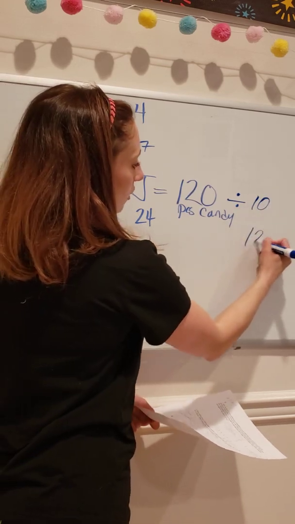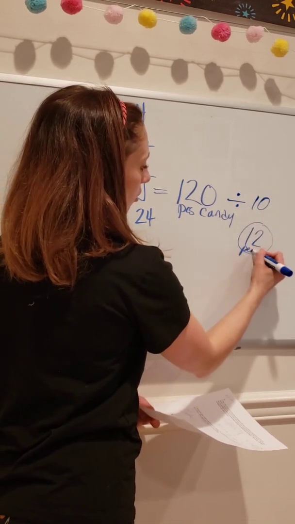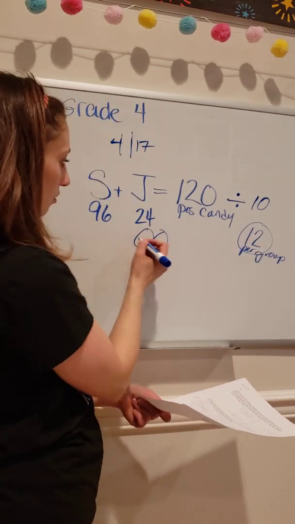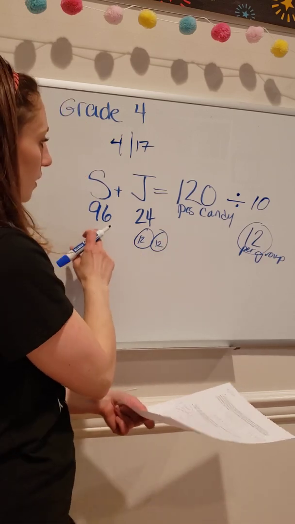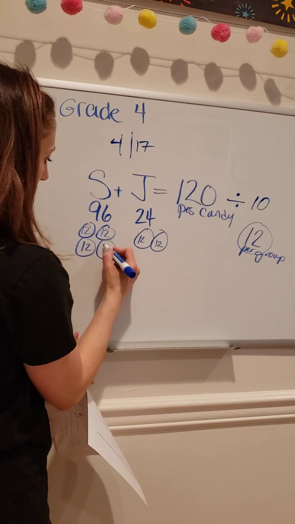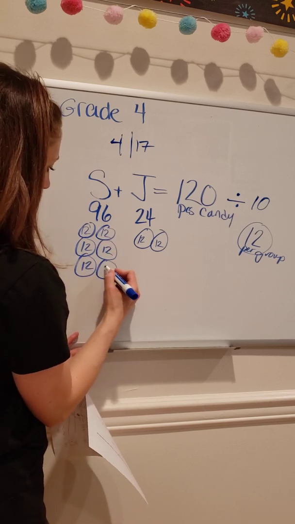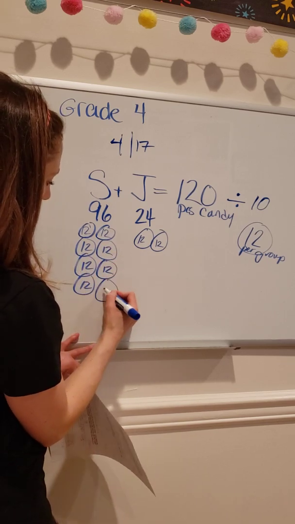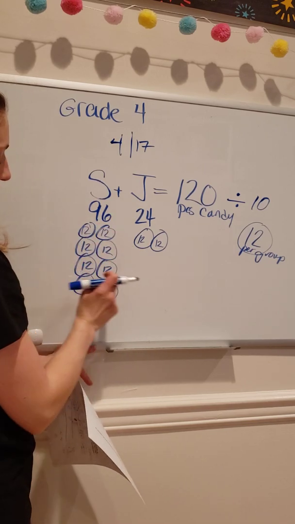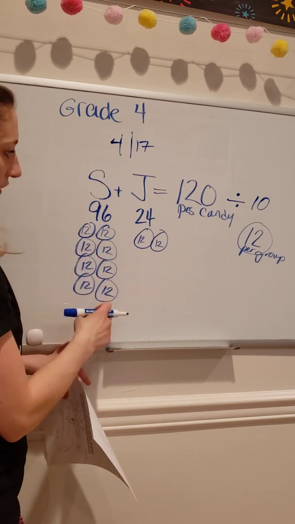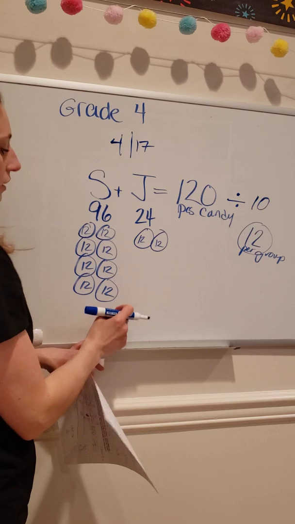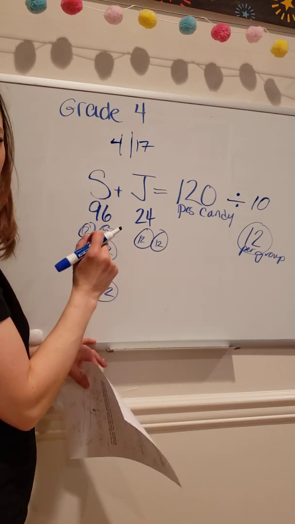And then it's going to be 12 pieces per group. Jenny's going to get 2 of those. And Stella's going to get the other 8. Because watch. So that's why she has 96. 10, 20, 30, 40, 50, 60, 70, 80, and another 16, I'm sorry, 2, 4, 6, 8, 10, 12, 14, 16 is where I got my 96.